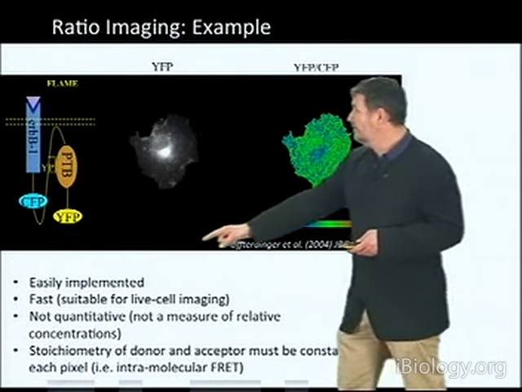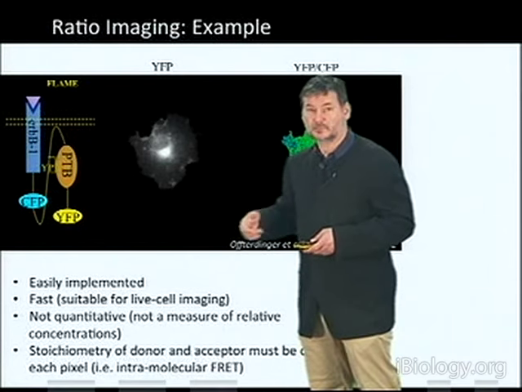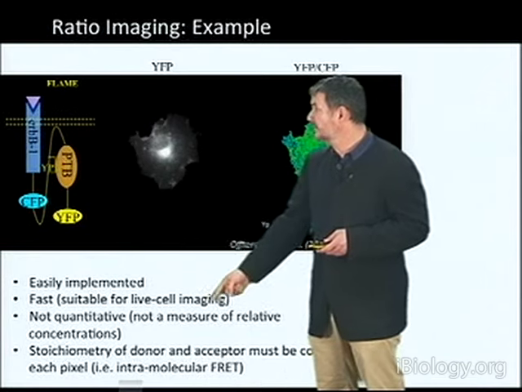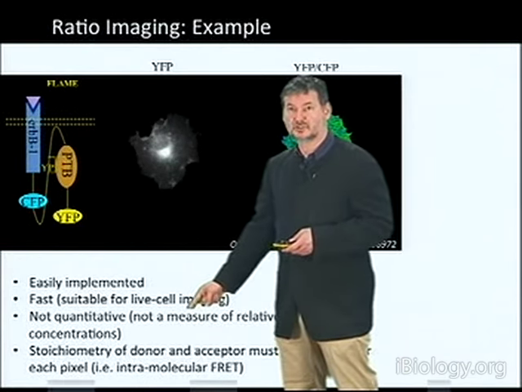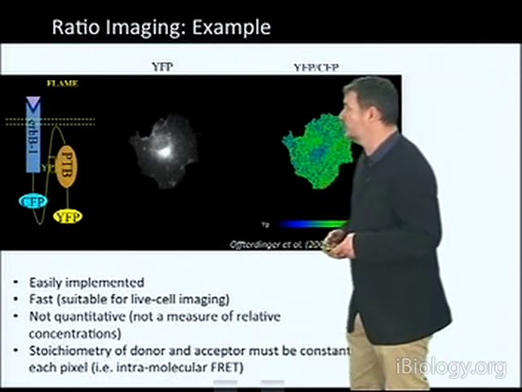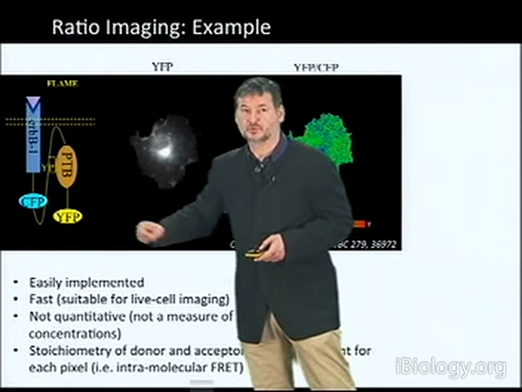So it's very easily implemented. You can do it on very different types of setups, like confocal setup or wide field imaging with the right filter sets. It's very fast because you just need to acquire two images. It's not quantitative, you can only measure differences in state. And you need to keep the stoichiometry of donor and acceptor constant, which basically means that they have to be in the same construct.